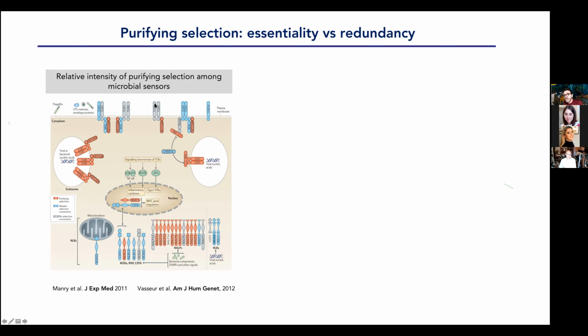In TLR5, there is a mutation that is in around 15% of Europeans and 30% of Middle Easterners, that is a stop mutation. And this mutation acts in a dominant negative manner.